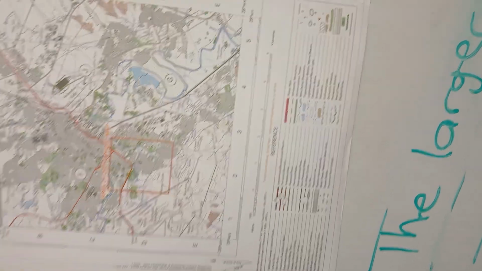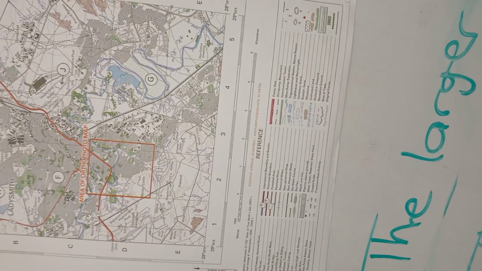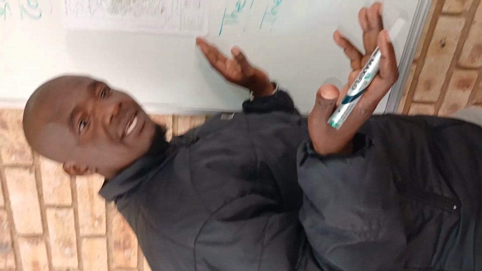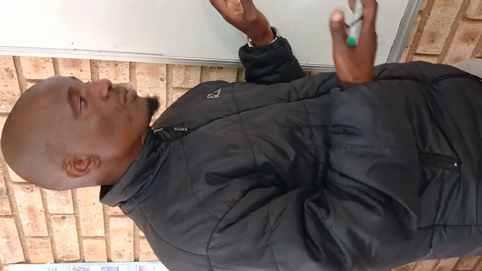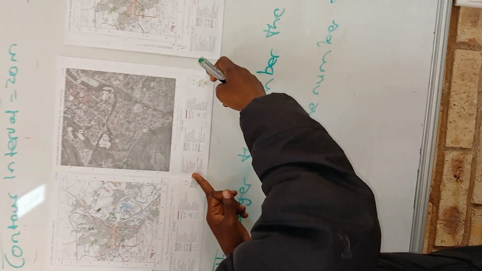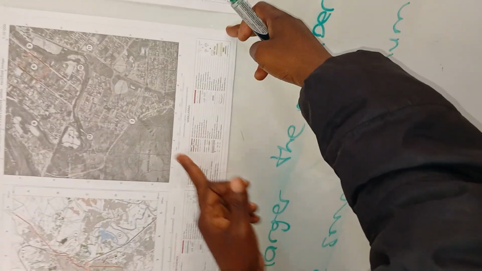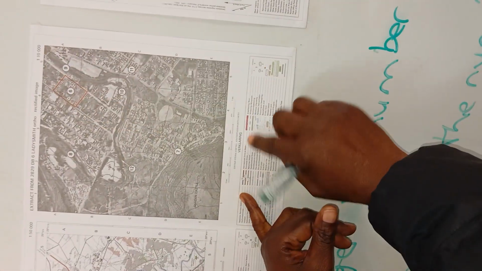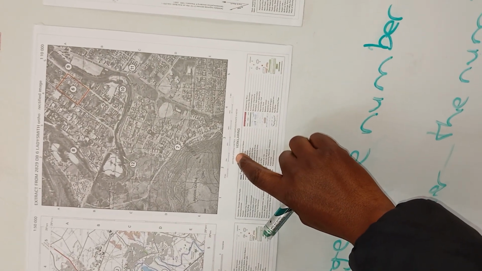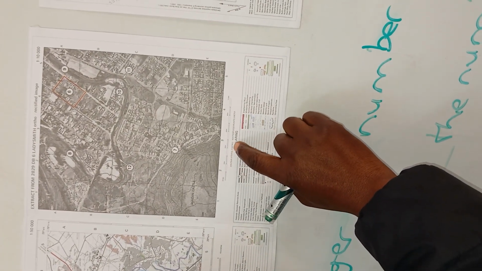That's how you identify a topographical map, which means you can be asked in your map work section, what is the contour interval of a topographical map? You should know that it is 20 meters. When it comes to your orthophoto map, how do you know the contour interval? You also look at the bottom, below the line scale, and there is the contour interval of 5 meters.